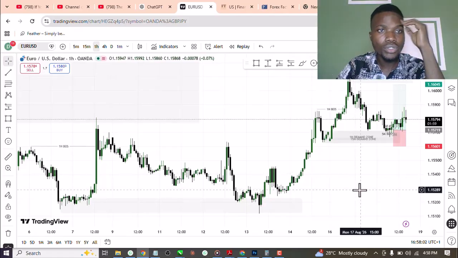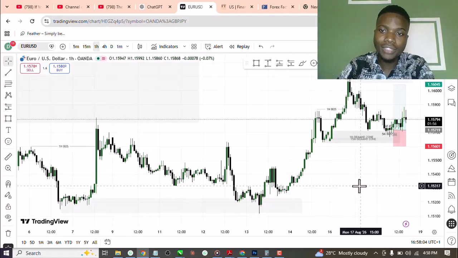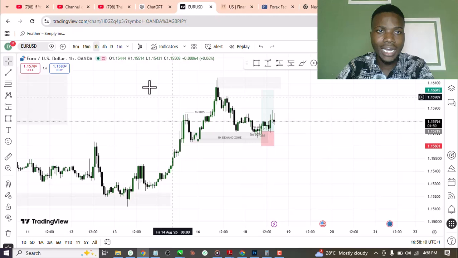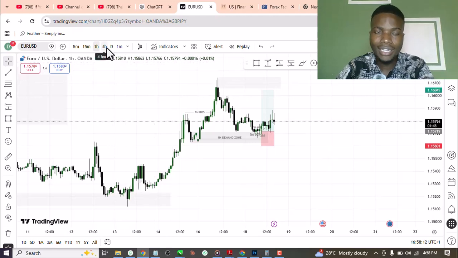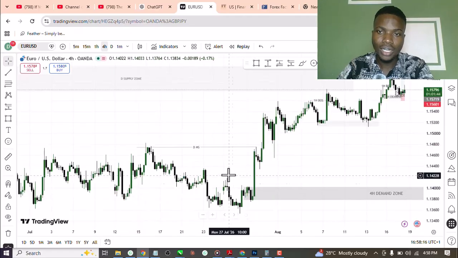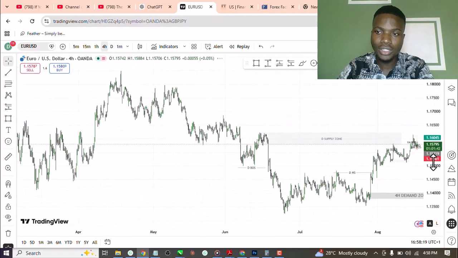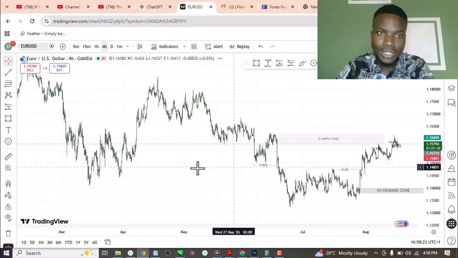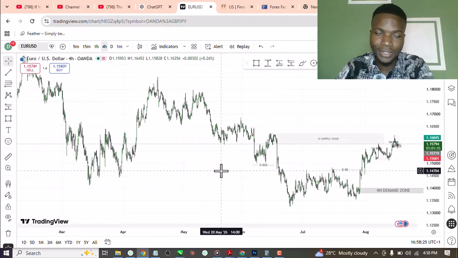I actually started from the higher time frame, which is 1 hour, as you can see on the screen right now. But before that, I think I should show you the higher time frame picture, so that you are going to understand what I'm actually doing right there. So this is Euro USD and this is the 4 hour time frame, right?